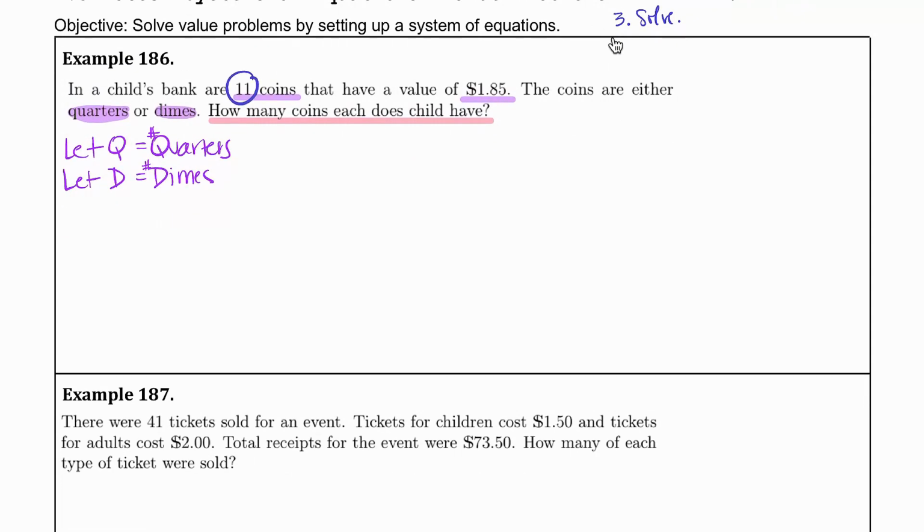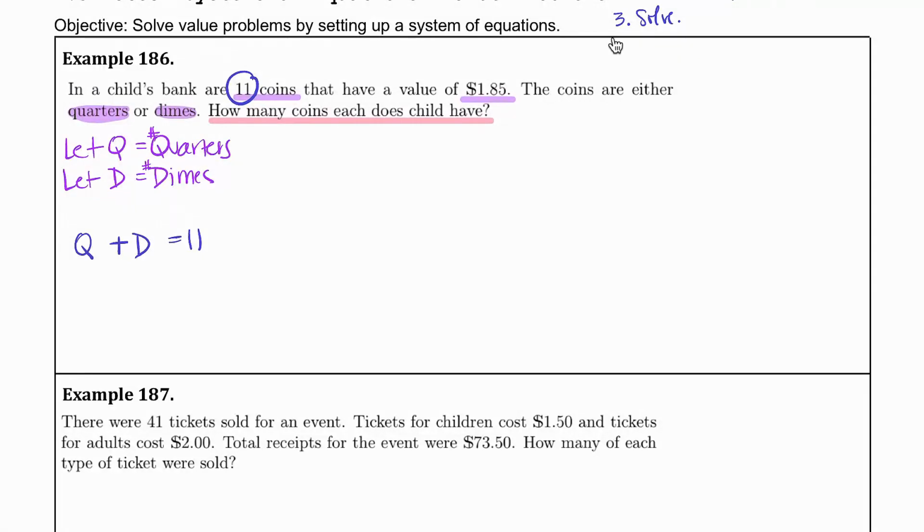So we're going to use the fact that there's 11 coins total to help us write our first equation. If we know we have 11 coins total, some of them are quarters, some of them are dimes, we know that if we add up how many quarters we have plus how many dimes we have, it's going to total 11. That's our first equation.